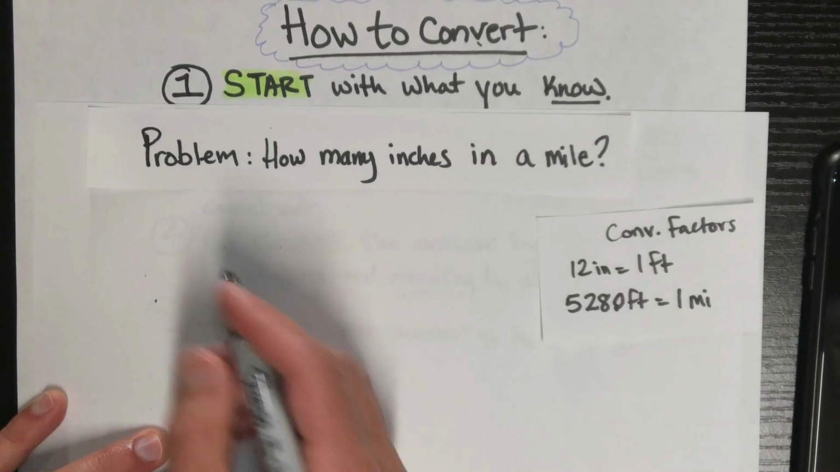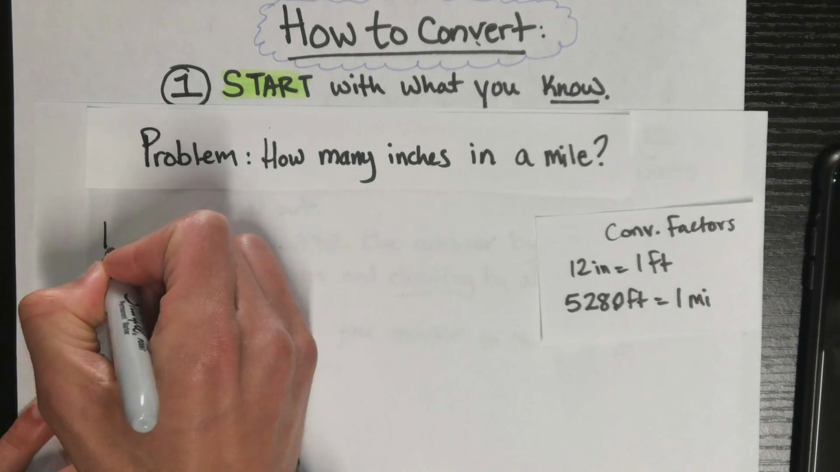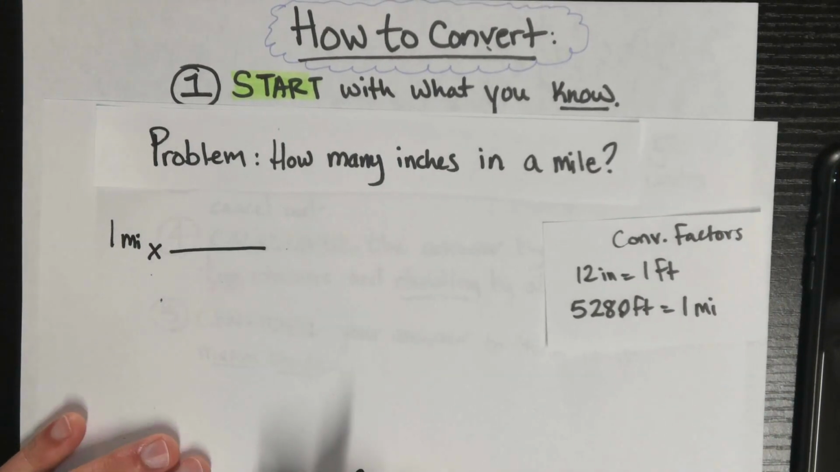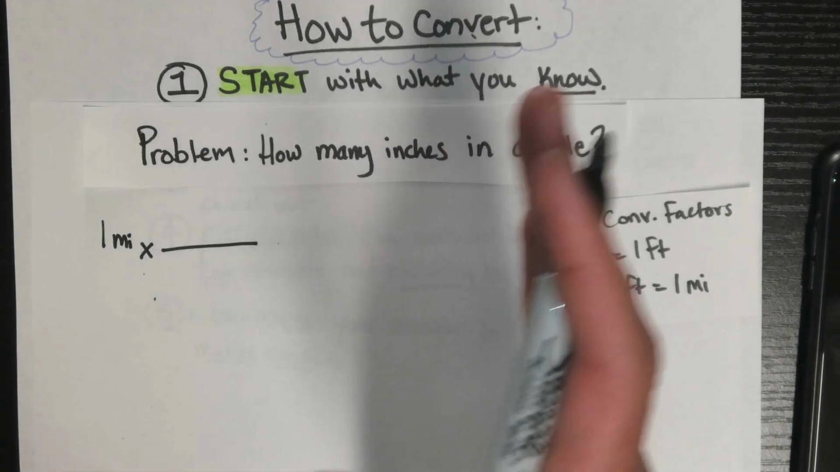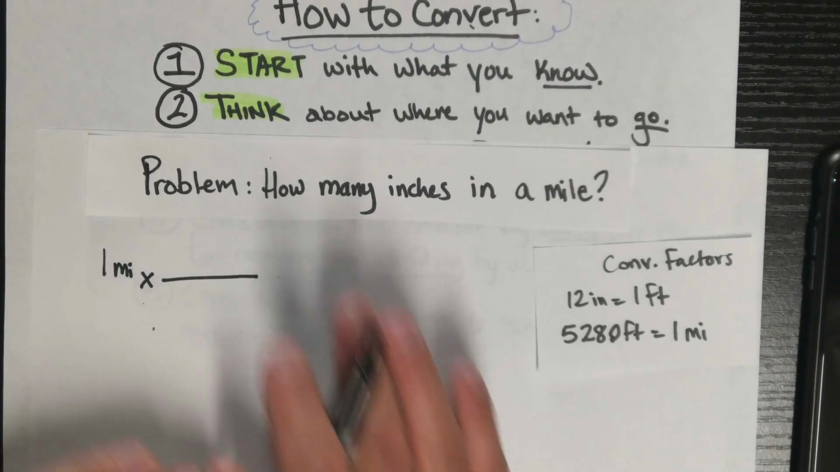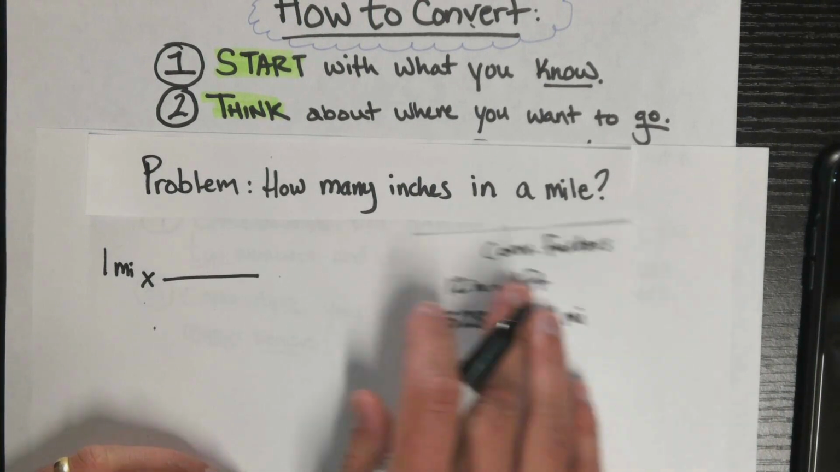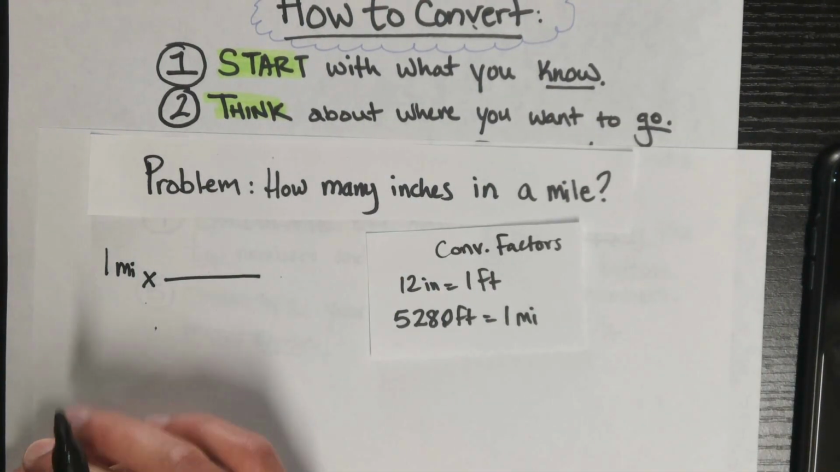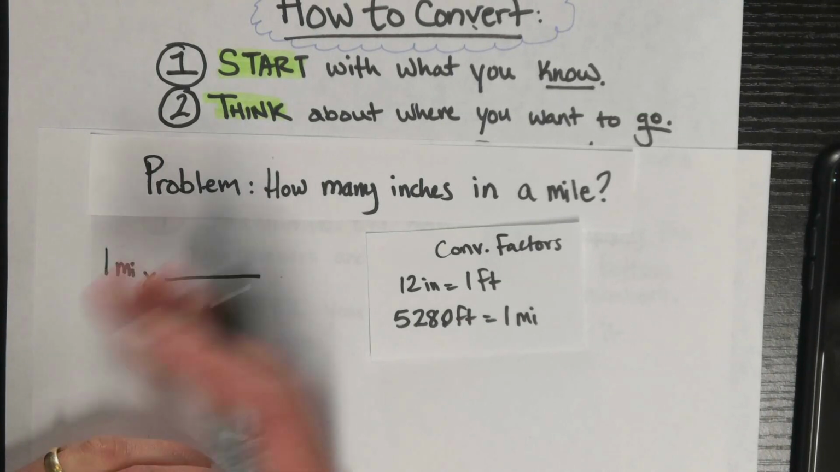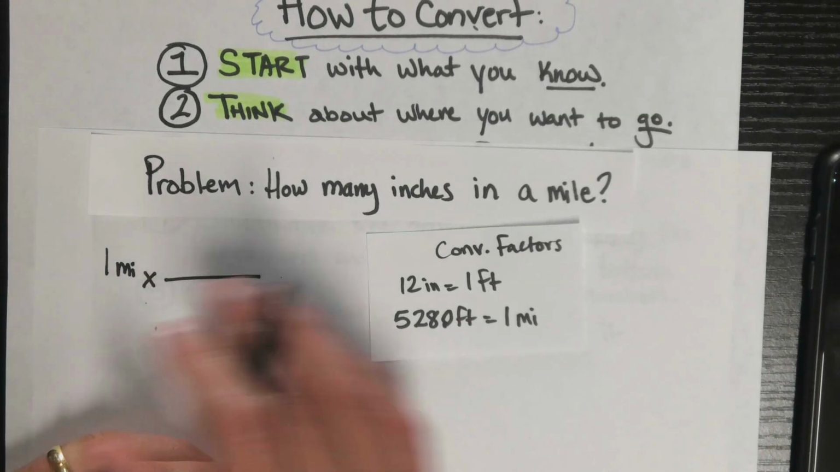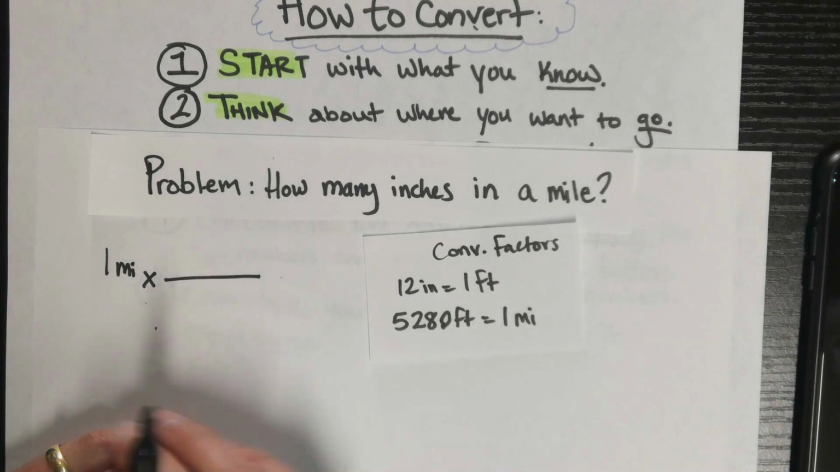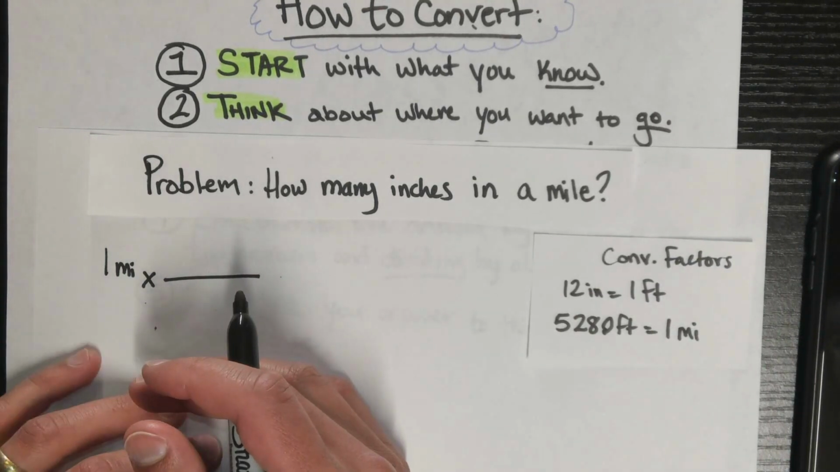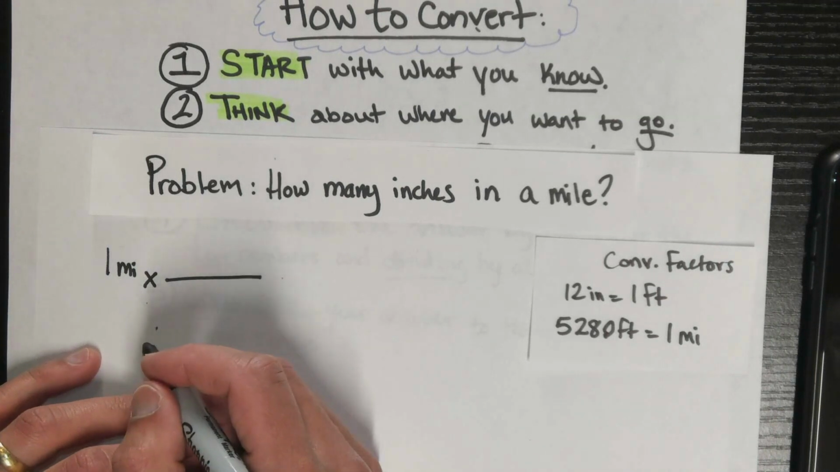I start off with 1 mile. And now I'm going to convert the miles to inches. Where do I want to go? I want to go to inches. I don't have a conversion factor for going from miles to inches. There probably is one, but I didn't look it up, and I don't know what it is off the top of my head. I would just use the ones that I knew. And I do know, I have these memorized. So let's go from miles to feet, and then I'll go from feet to inches.